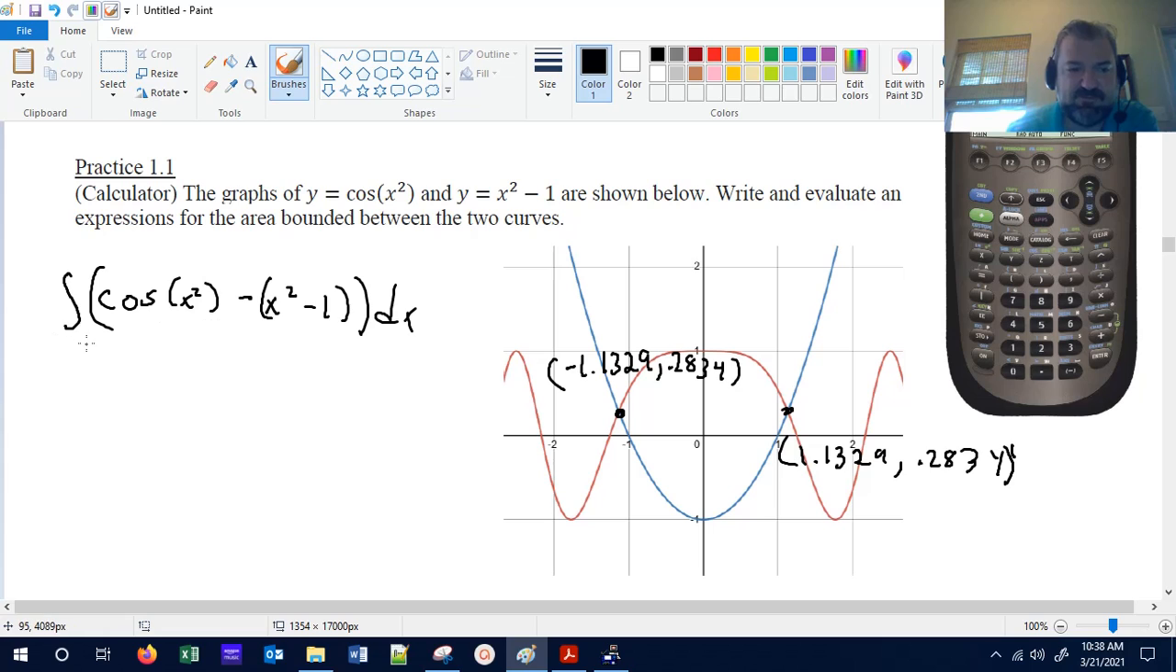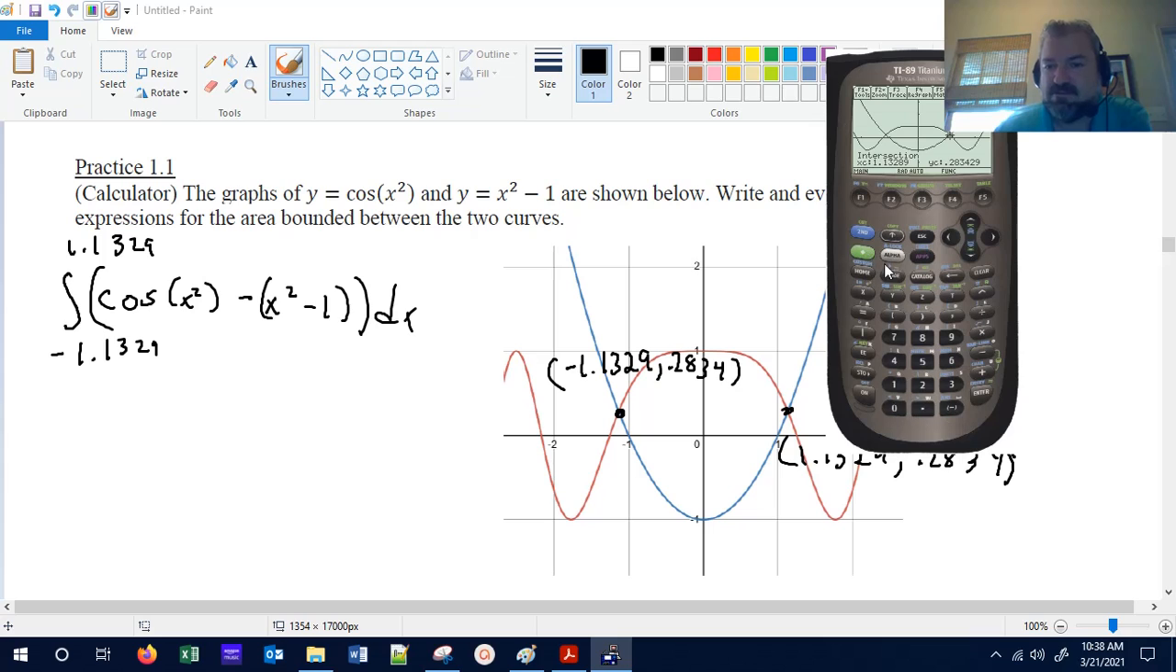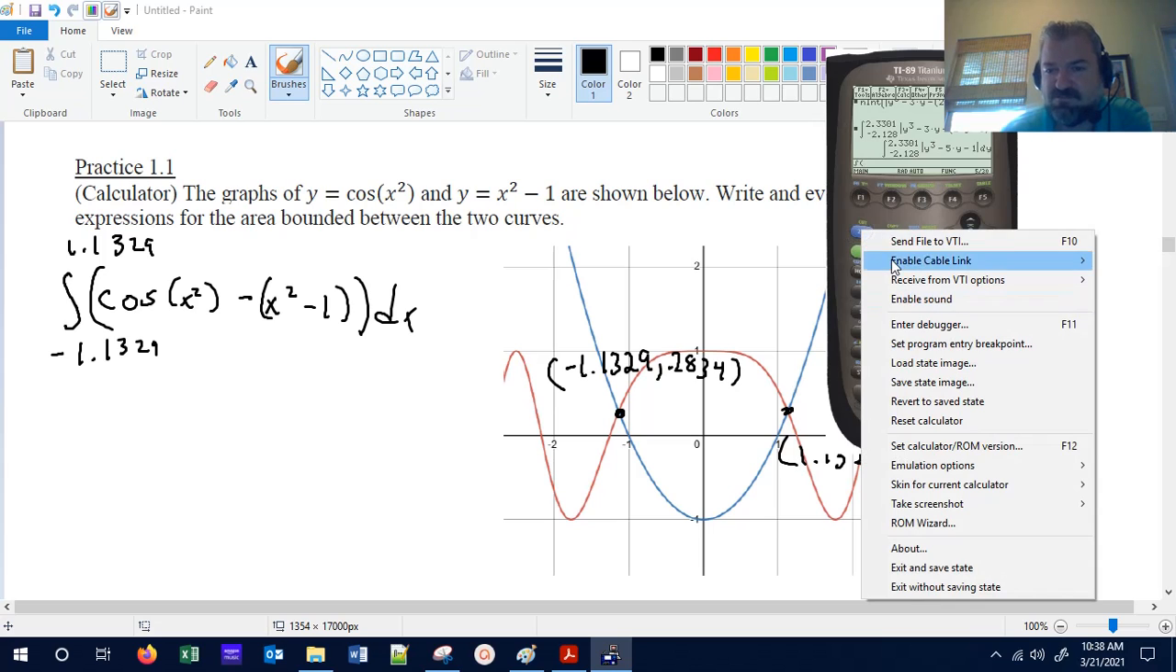Dx, and we'll be integrating from the lower x bound, which is negative 1.1329, to the upper bound, which is 1.1329. Okay, so I could use a numeric integrate. I do want to go ahead and show you the regular integrate function. If you don't have absolute value in it, I've never had a problem with it. So it always eventually gets me an answer.